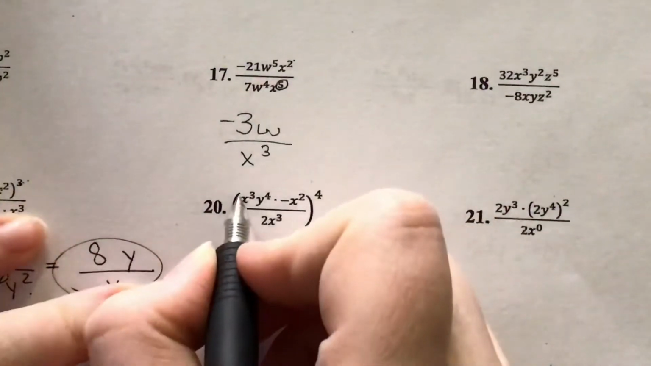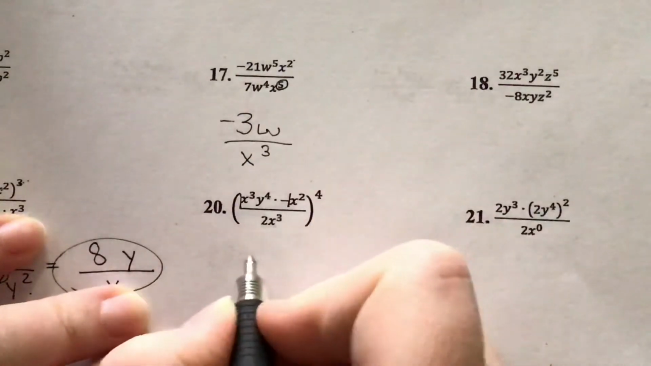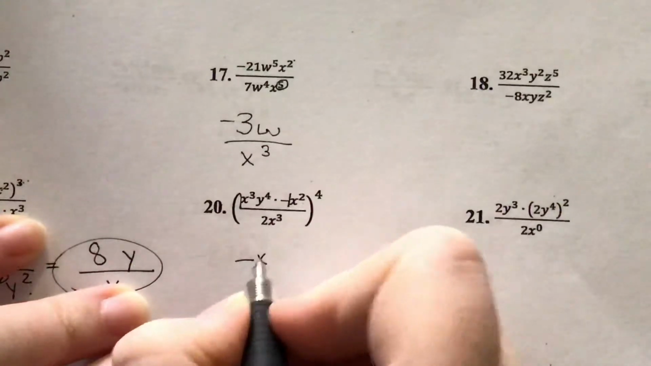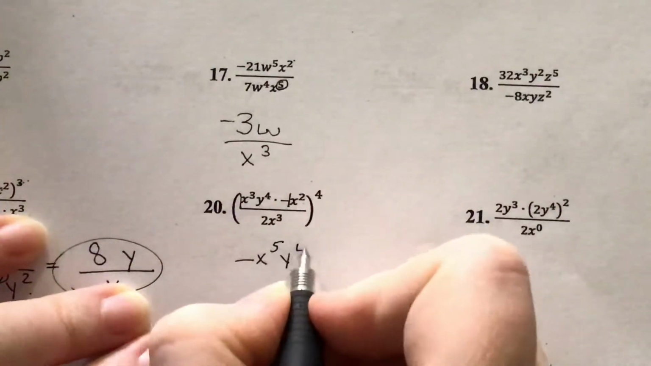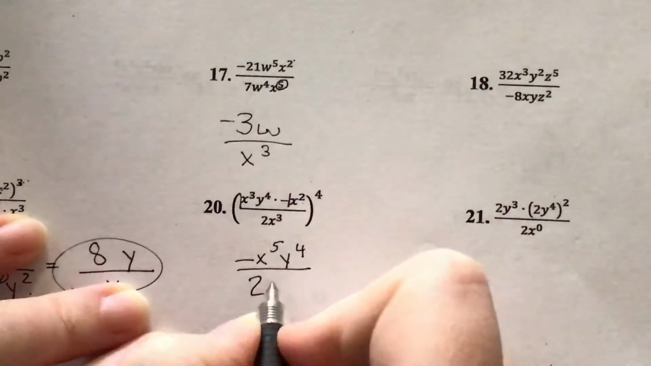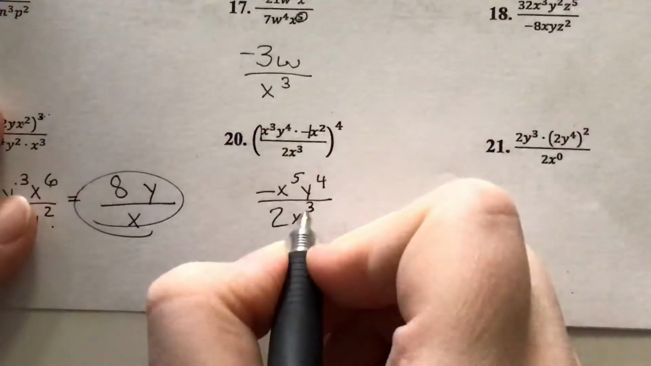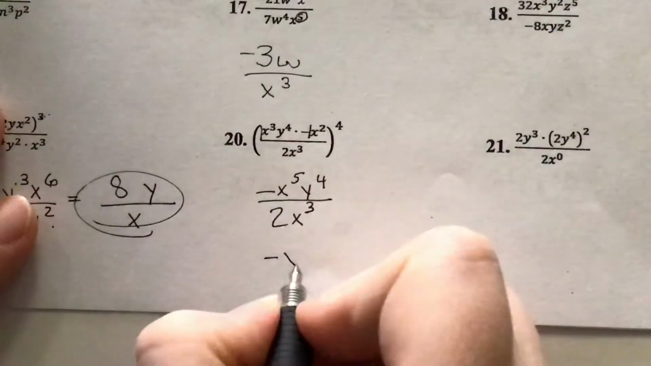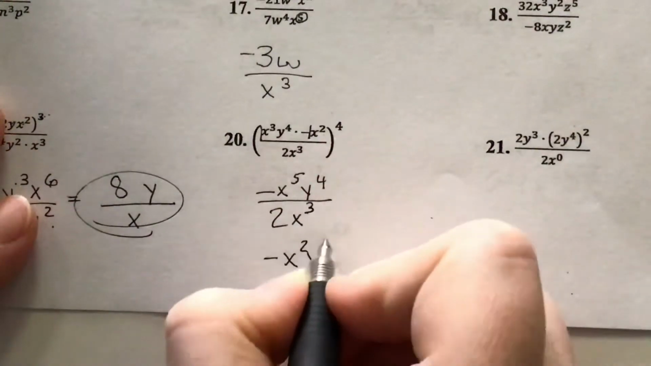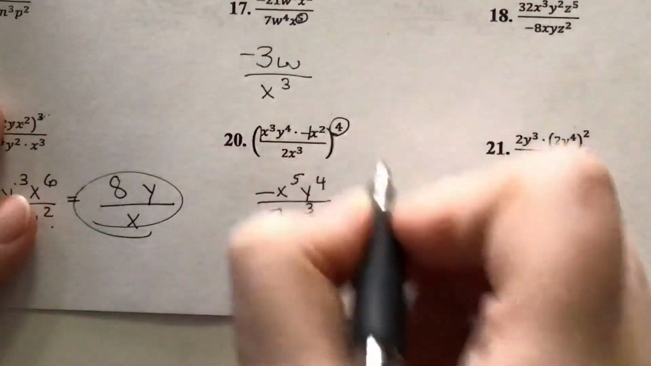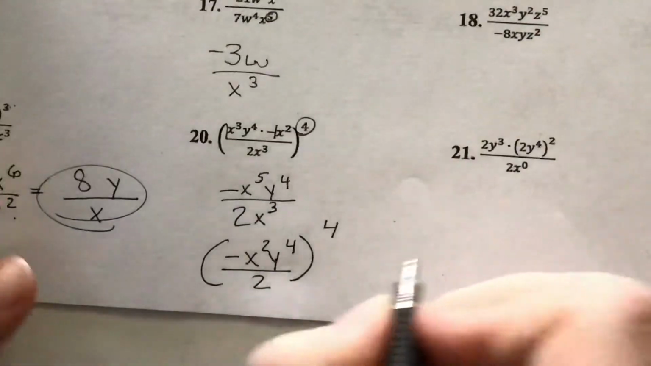Let's do this one. 1 times negative 1 is negative 1. For the x's, 3 and 2 makes x to the 5th power, y to the 4th power, divided by 2x cubed. 5 minus 3 is x squared, so negative x squared y to the 4th power divided by 2. And I am still needing to raise that to the 4th power.